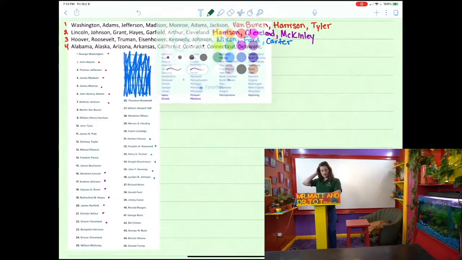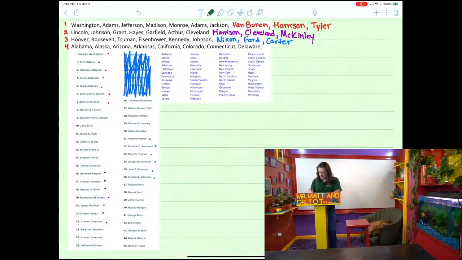For the fourth list, we're at states. So we have Alabama, Alaska, Arizona, Arkansas, California, Colorado, Connecticut, Delaware. So the next three states in alphabetical order would be Florida, Georgia, and Hawaii.